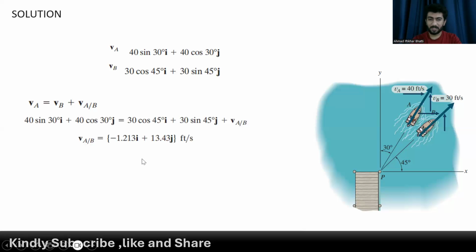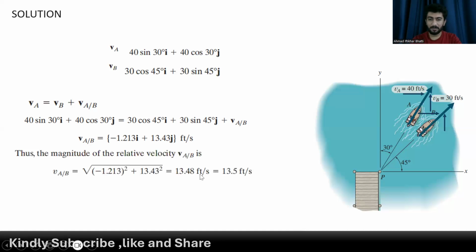This velocity is given by its perpendicular components, so we have to take its magnitude. We get 13.5 feet per second. This is our relative velocity. To find its direction angle, we can use tan inverse, and we get 84.8 degrees.